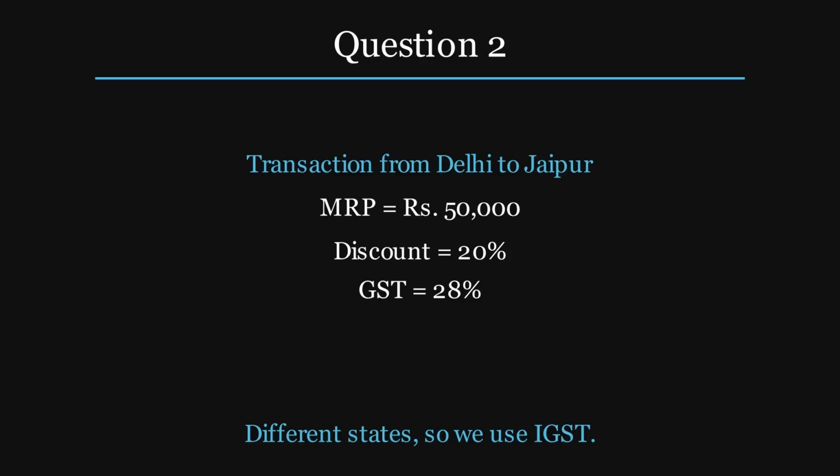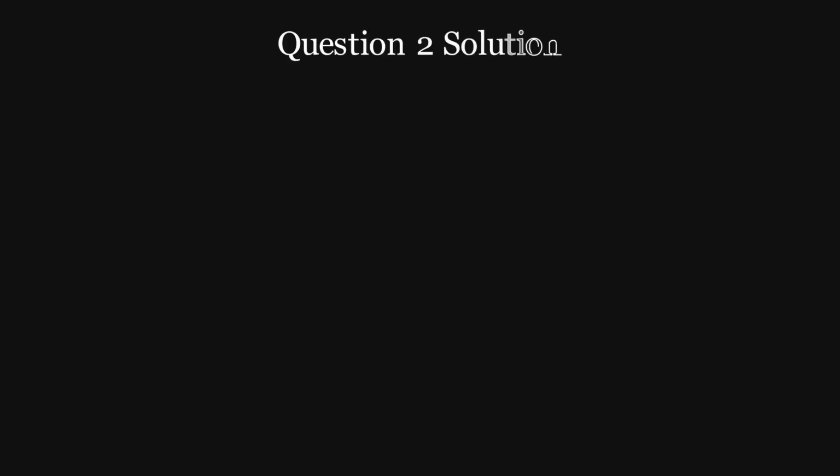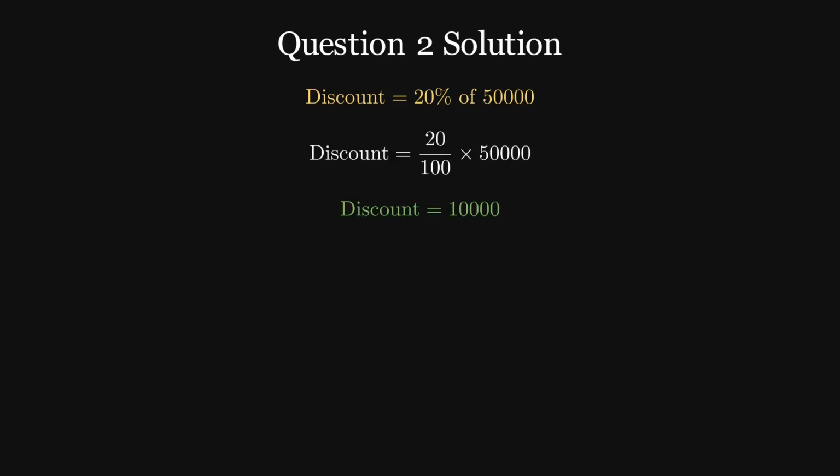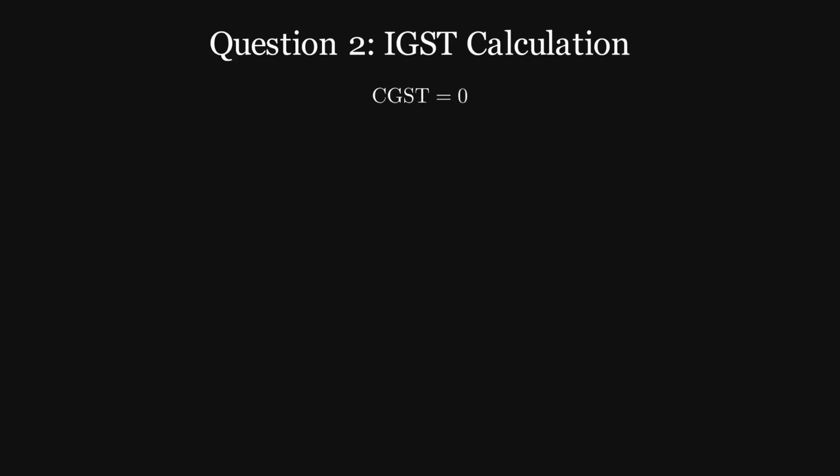First calculate the discount. Discount is 20% of 50,000. This gives us Rs 10,000. Now calculating the selling price. Selling price is MRP minus discount. So selling price is 50,000 minus 10,000. This gives us Rs 40,000. Now calculate IGST. IGST is 28% of 40,000. This gives us Rs 11,200.